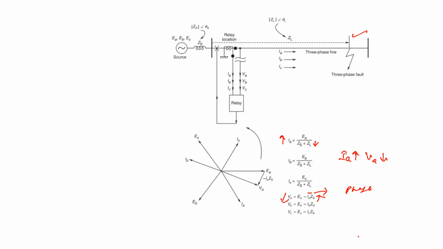So from this we will see that at the remote end of the line, because of the decrease in ZL, there is an increase in IA, and because of the increase in IA there is a reduction in VA, if we are considering only phase A. From this we observe that the voltage at the relay location during the fault is less in magnitude than during the pre-fault condition, and it also lags the pre-fault voltage because of the increase in this component.